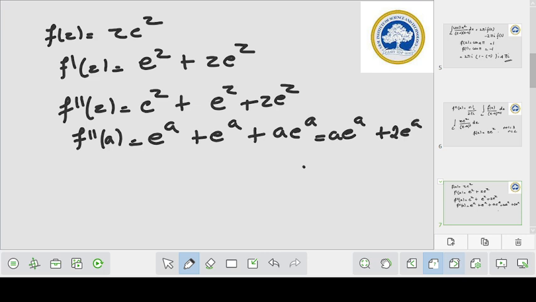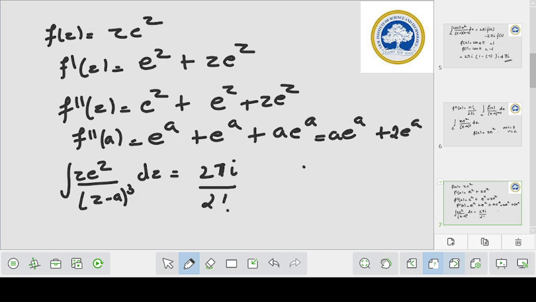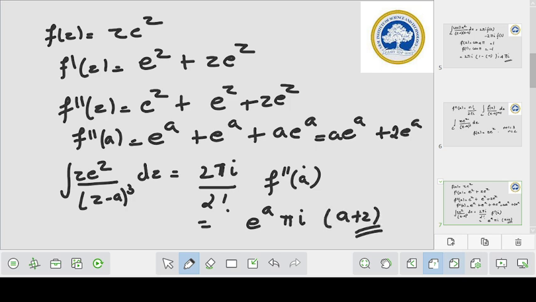Now applying the formula to z e power z by (z minus a) the whole cube dz, it is 2 pi i by 2 factorial into f double dash of a, and that value is e power a pi i into (a plus 2). So this is the case when you have the degree greater than 1.